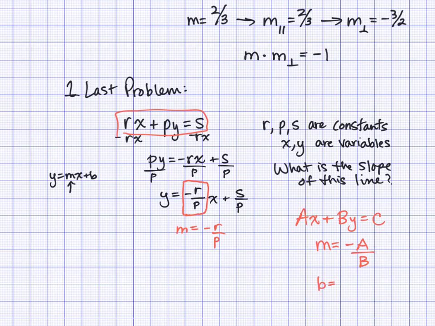Could you think of what we might be able to shortcut the y-intercept to be? I'll give you a hint. Look back here. Right? The y-intercept was the constant over the coefficient of y. So what would it be if it were in this form? It'd be C over B.